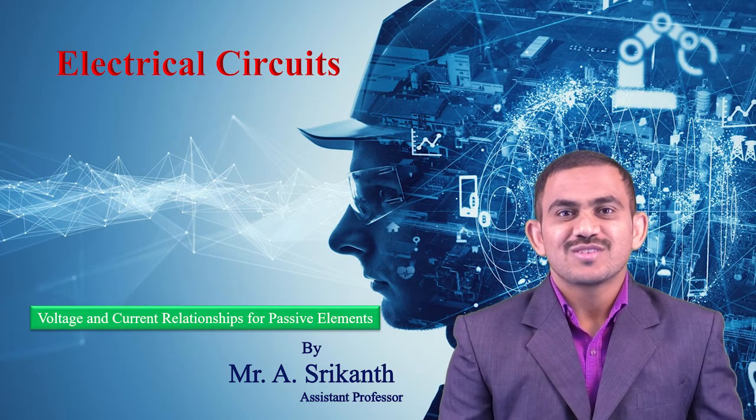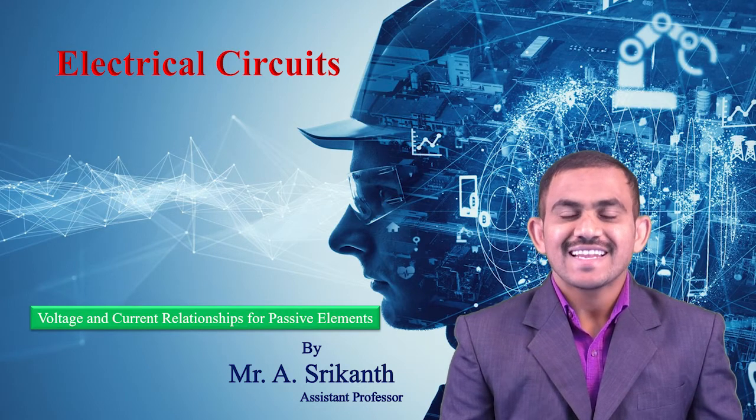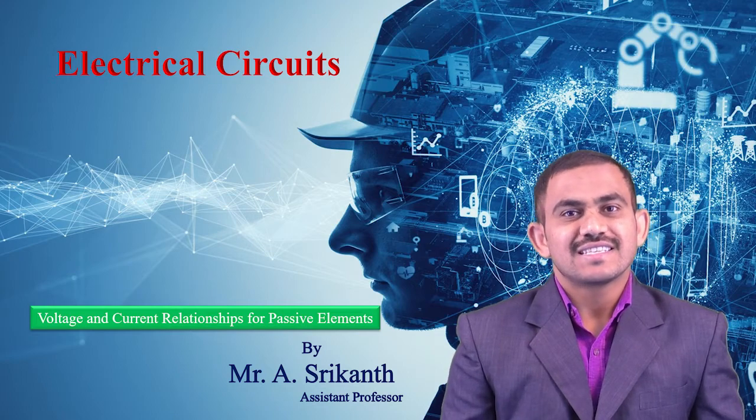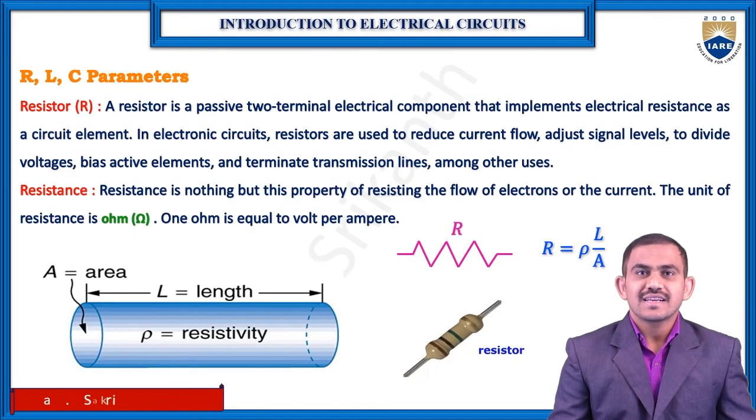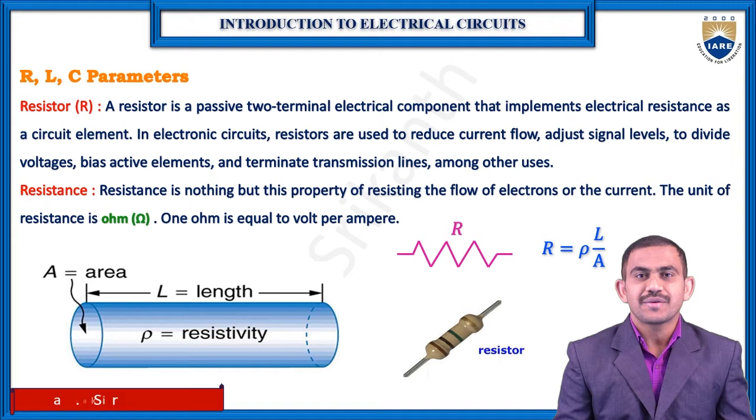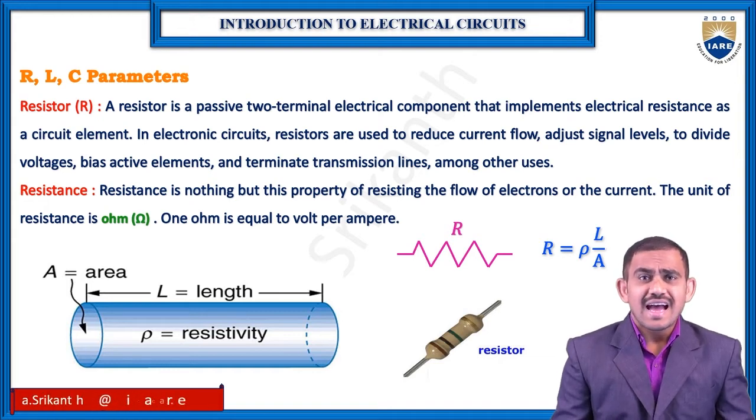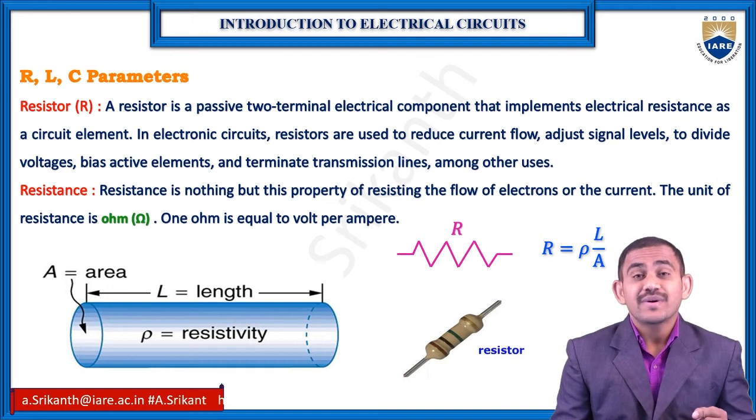Now I want to discuss RLC parameters and their current and voltage relationship. Resistor, inductor, capacitor: we have three types of loads. Those are the passive elements. Here we have the resistor. A resistor is a passive element, and it's a bilateral element also. And it's a lumped element also.